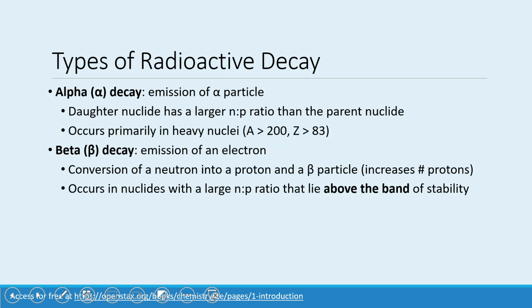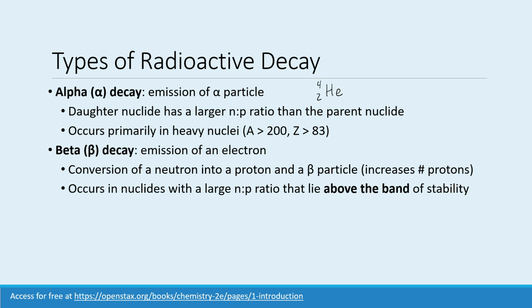Okay, so the first type of decay that we've got is alpha decay. We've seen this. Remember, that is when you produce that helium-4 with an atomic number of 2. So when you emit a helium nucleus, this happens when the daughter nuclide has a larger neutron to proton ratio than the parent. And it's going to occur primarily with heavy nuclei. So when you have a number of protons greater than 83 and a mass number greater than 200, that's when you're going to see the alpha decay happen. So you're typically looking for heavy nuclei for your alpha decay.